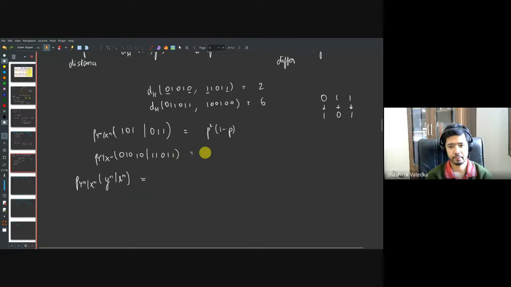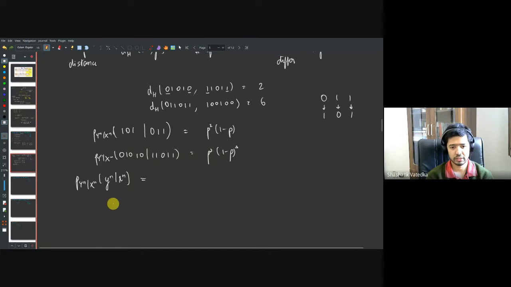P square into (1 minus p) whole cube. Correct. So p square into (1 minus p) the whole cube. And that is because 2 of the bits are flipped and 3 of the bits remain as they are. Right? So now can we generalize for any xn and yn?